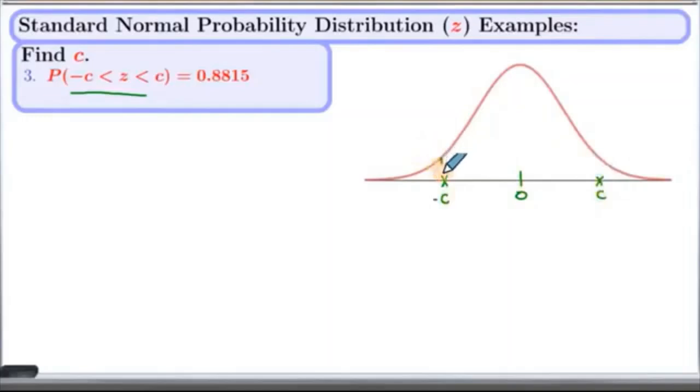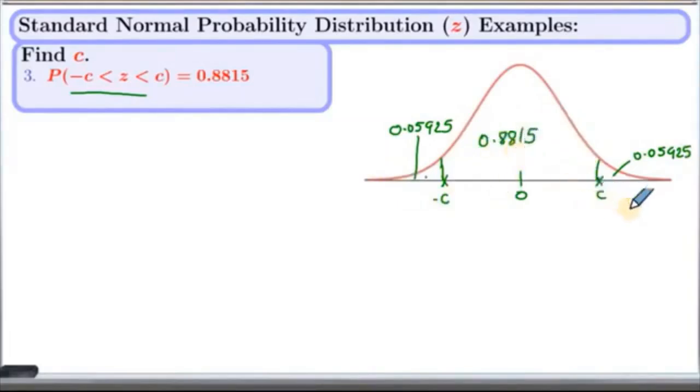And we are given this area in between, which is 0.8815. If this area is 0.8815, then this tail must be 0.05925, and again this tail must be 0.05925, because we know the whole area under the curve is 1.